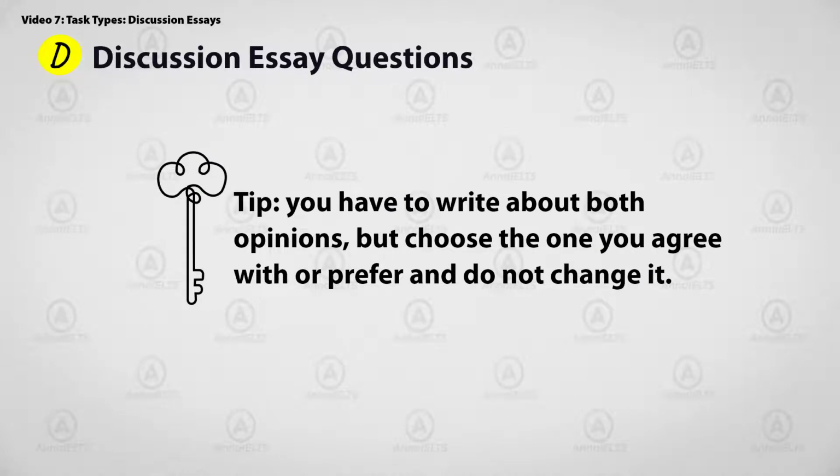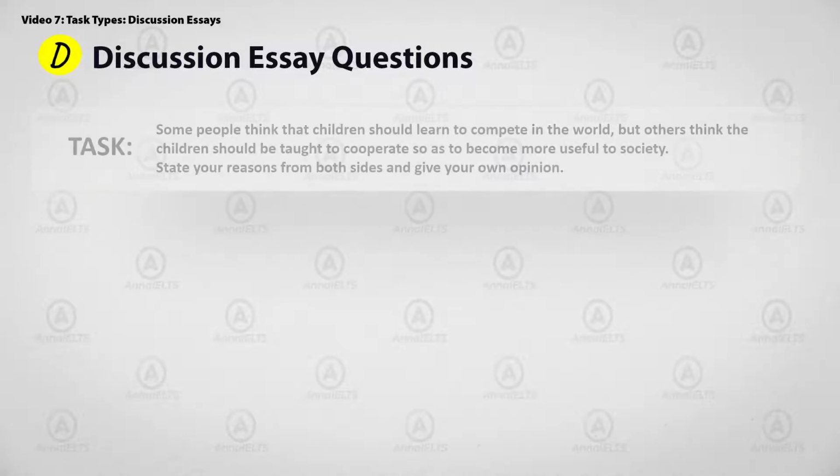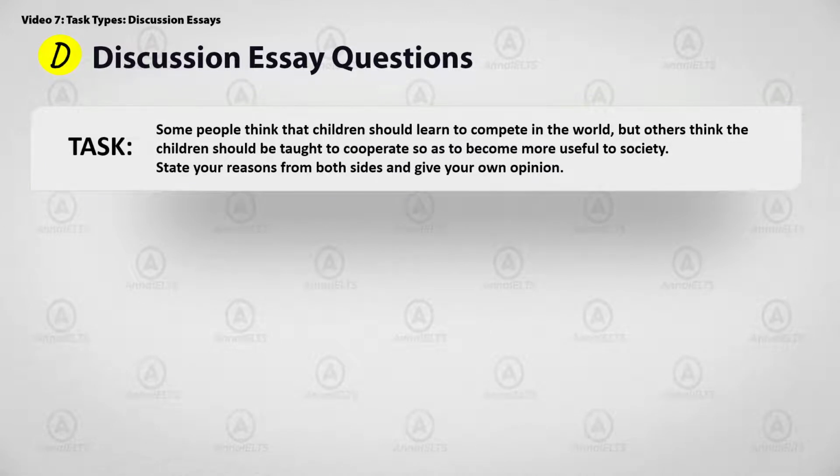Remember, you have to write about both opinions, but choose the one you agree with or prefer and do not change it. Let's see one example. Some people think that children should learn to compete in the world, but others think that children should be taught to cooperate so as to become more useful to society. State your reason from both sides and give your own opinion.